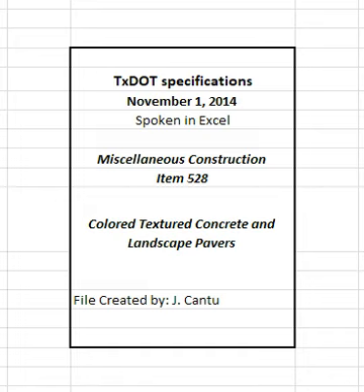2. Materials. 2.1 Colored textured concrete. Furnish materials in accordance with the following. Item 420, Concrete substructures. Item 421, Hydraulic cement concrete. Item 440, Reinforcement for concrete. Use Class A concrete unless otherwise shown on the plans.